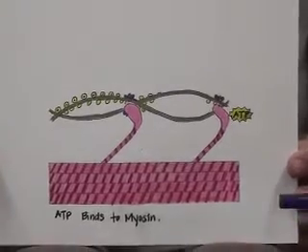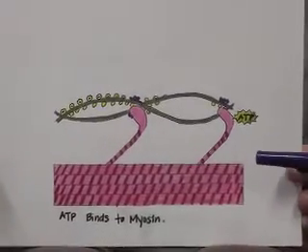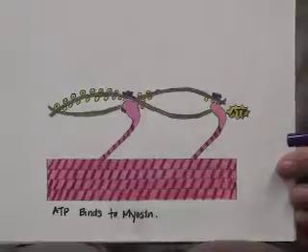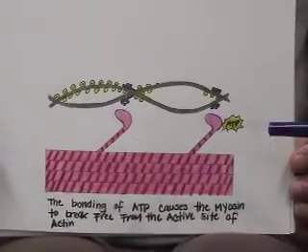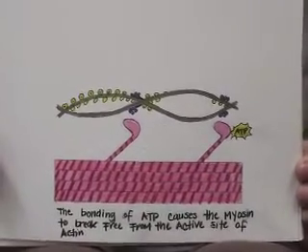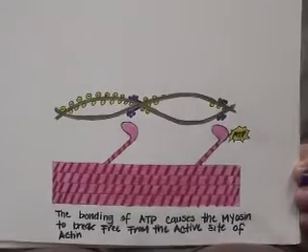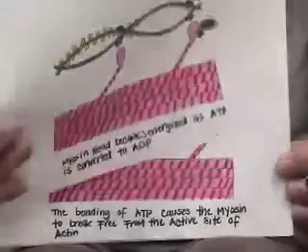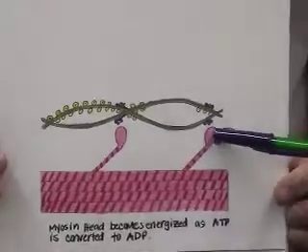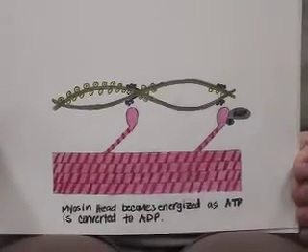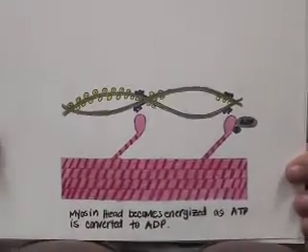ATP then binds to the myosin head, causing the head to break free from actin. The myosin heads become energized as ATP is converted to ADP, really energized.